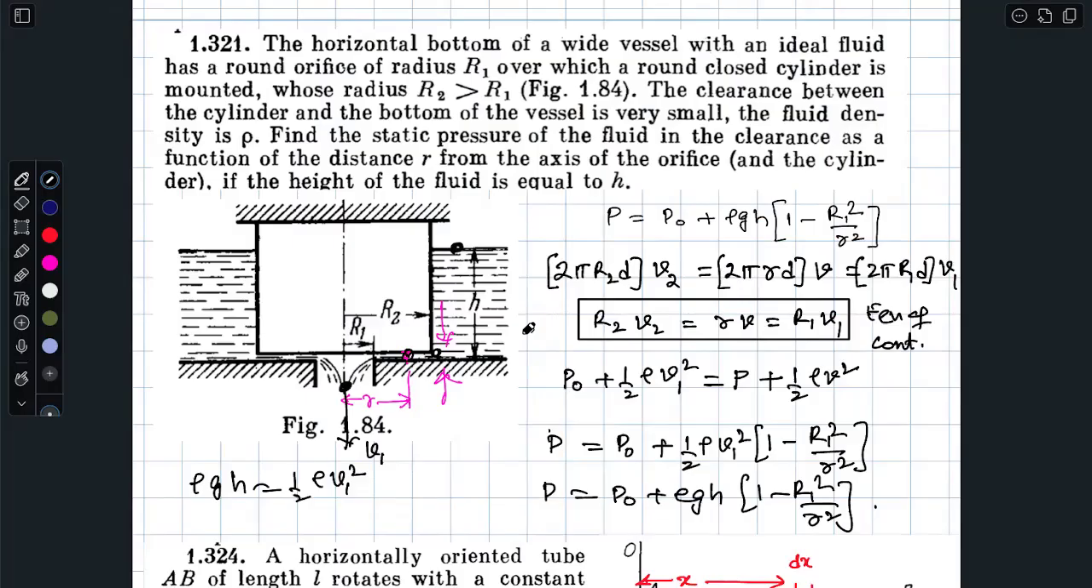The horizontal bottom of a wide vessel with an ideal fluid has a round orifice, radius R1, over which a round closed cylinder is mounted, whose radius R2 is greater than R1. The clearance between the cylinder and the bottom of the vessel is very small. The fluid density is rho. Find the static pressure of the fluid in the clearance as a function of the distance R from the axis of the orifice and the cylinder.